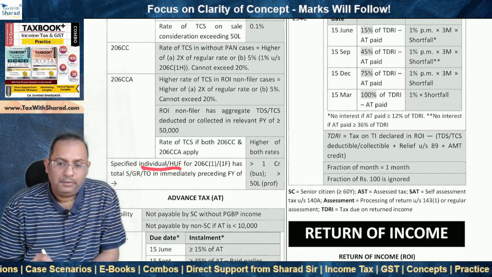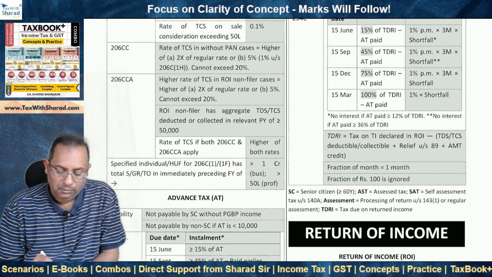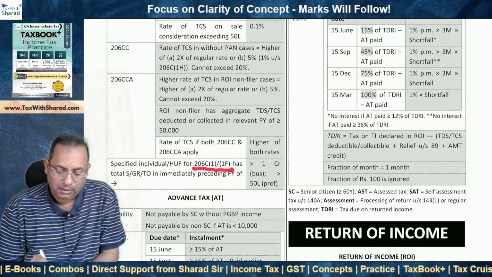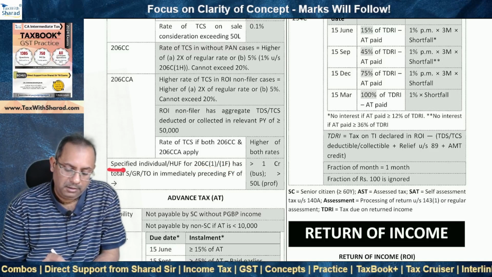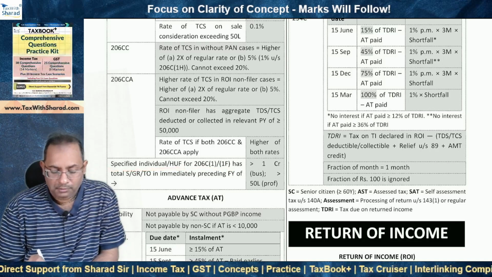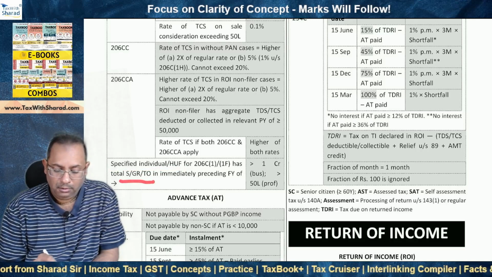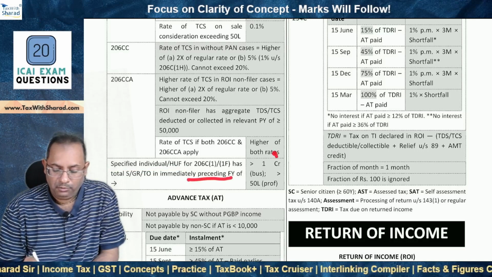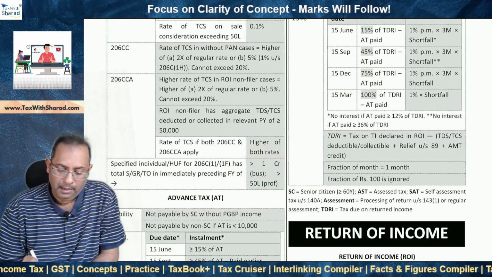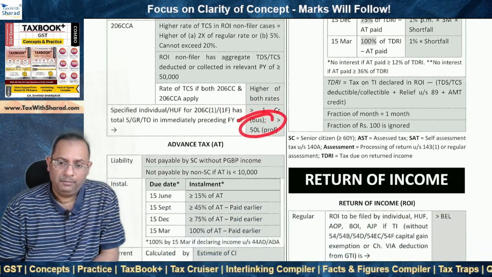An individual or HUF is required to collect TCS under section 206C(1) and 206C(1F), and he is called a specified individual or HUF, and such person should have total sales, gross receipt or turnover in the immediately preceding financial year of more than 1 crore in case of business and more than 50 lakh in case of profession.